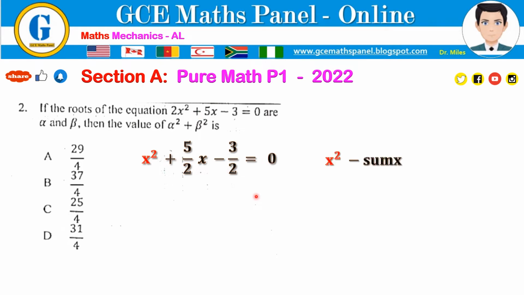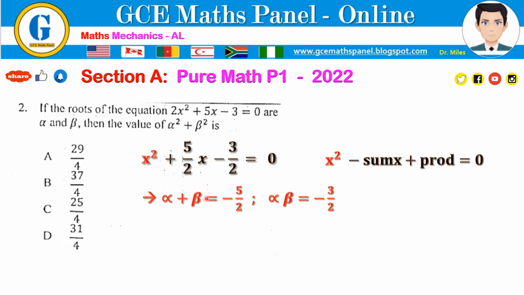And equating this to the general form x squared minus sum of roots plus product, here comparing these coefficients, we will see that the sum of roots, that is alpha plus beta, is equal to minus 5 on 2, and the product is minus 3 on 2, because minus sum of roots, that is minus into alpha plus beta, is plus 5 on 2. Therefore, alpha plus beta is minus 5 on 2 here, okay?